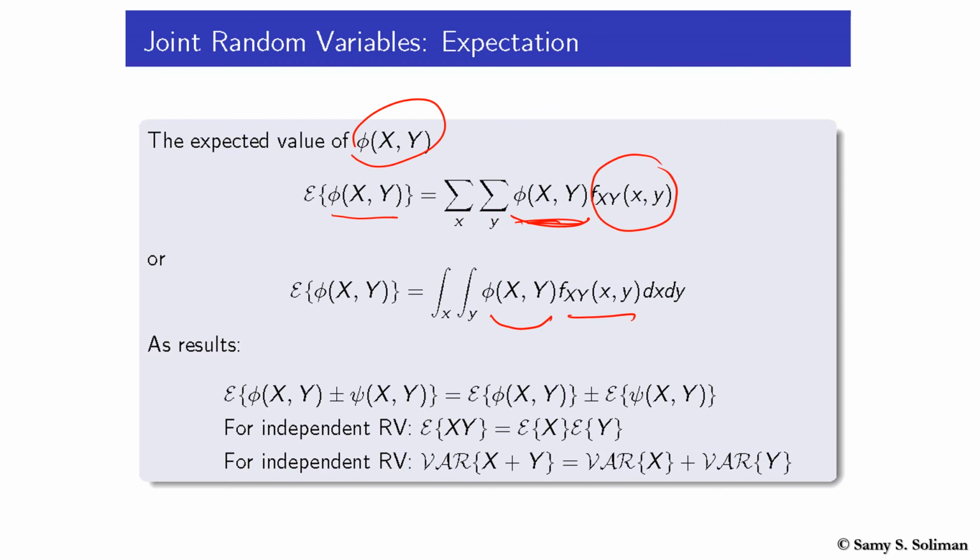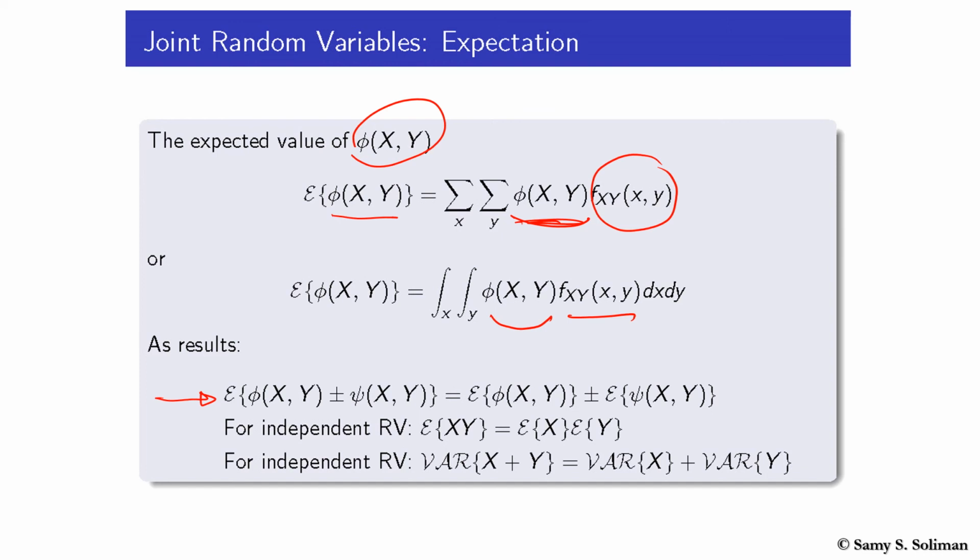One of them is that the expected value of two functions added together or subtracted, or any linear combination of two functions, will be equal to the same linear combination of the expected values of the individual functions. So if you want to calculate the expected value of phi plus psi, that will be the expected value of phi plus the expected value of psi. And of course, this relation is easily derived or proven from the linearity of the summation or the integration process.